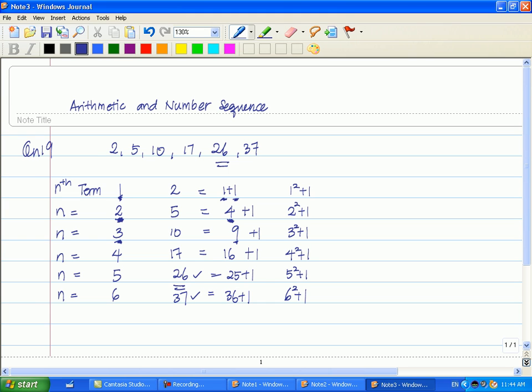Hence, I can write down the nth term. What do you mean by the nth term? When n equals 1, it is 1 squared plus 1. When n equals 5, it is 5 squared plus 1. When n equals 6, it is 6 squared plus 1. So when n is just n, the term will be n squared plus 1. This will give you the nth term formula.